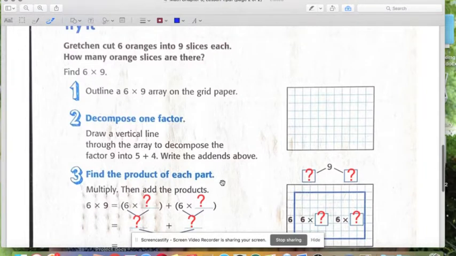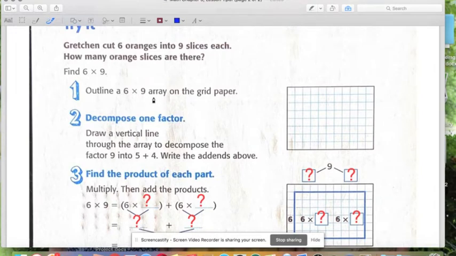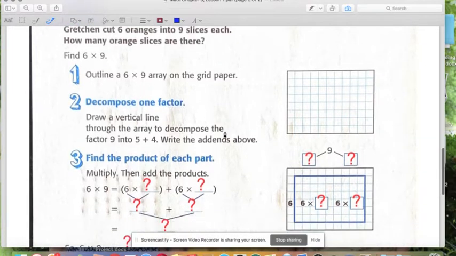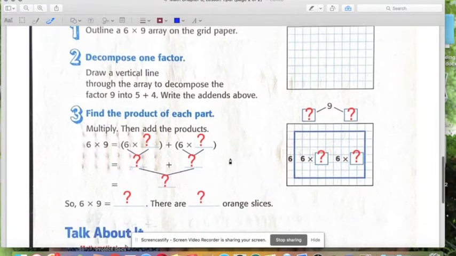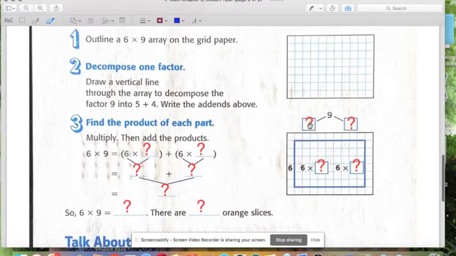So here we're going to go again. This time they chose 6 times 9. So I would break apart the 9 since it's the bigger factor. I could choose either one. So we're going to decompose that 9. And it looks like the best way to decompose it would be into 5 and 4, because 5 plus 4 equals 9.